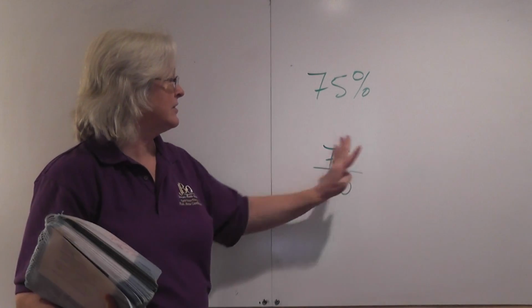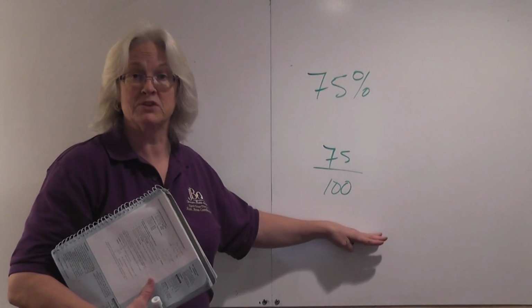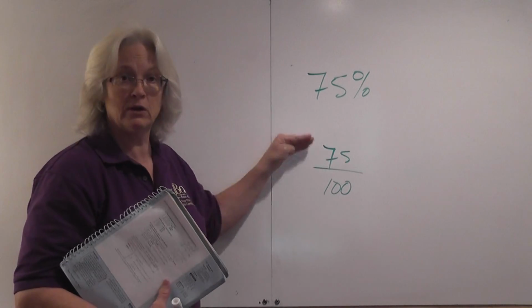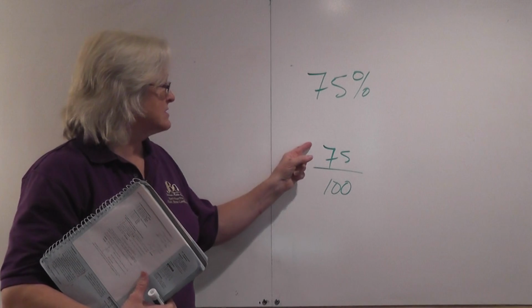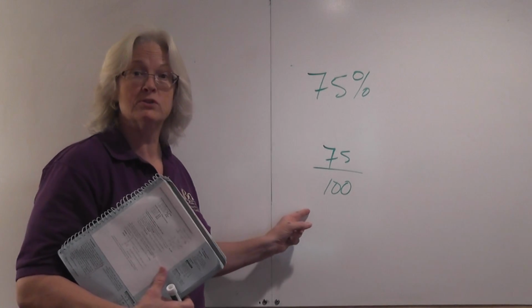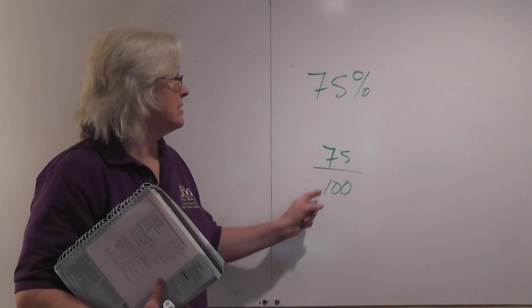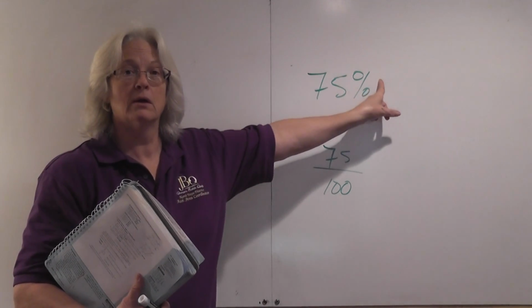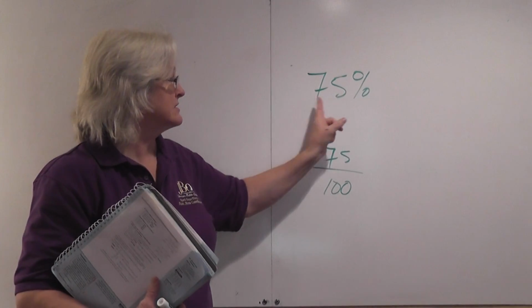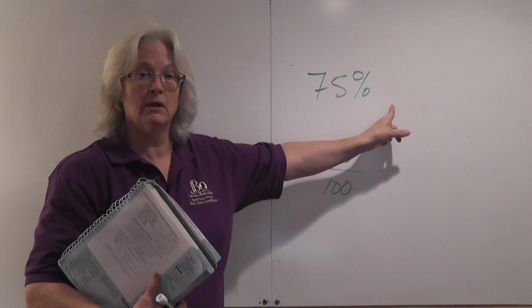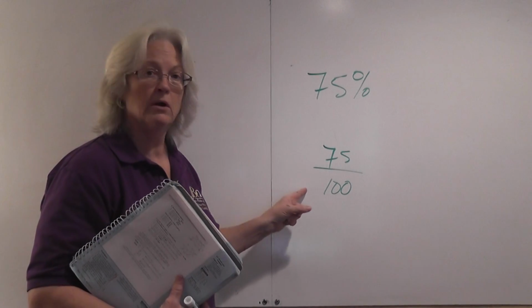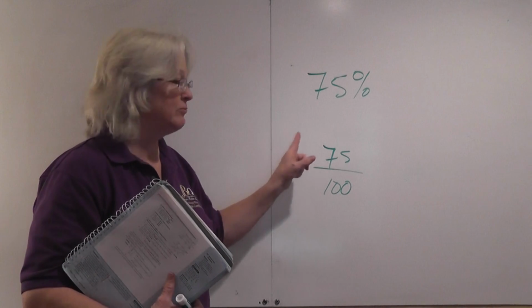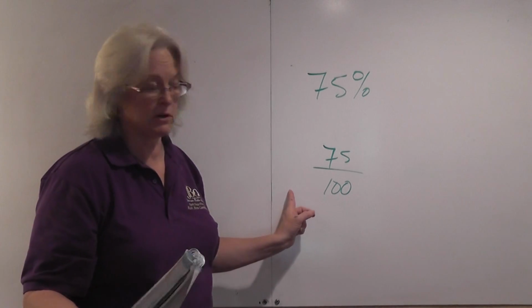Now if this were anything other than an expression of percent, you know I would never allow you to keep it in this form. Why is that? Because this fraction is not reduced to lowest terms. So you can take a percentage, 75%, express it as a ratio over 100, and then reduce that fraction to lowest terms.